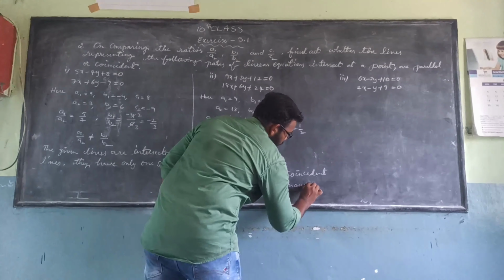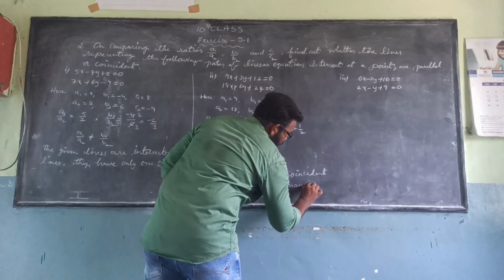From these questions we can say that if the ratios a1 by a2 is equal to b1 by b2 is equal to c1 by c2, all ratios are equal, then those two lines are coincident lines. If a1 by a2 is equal to b1 by b2 but not equal to c1 by c2, then the lines are parallel lines and they have no solution, and coincident lines have many solutions. If a1 by a2 is not equal to b1 by b2, those lines are intersecting lines and it has only one solution.